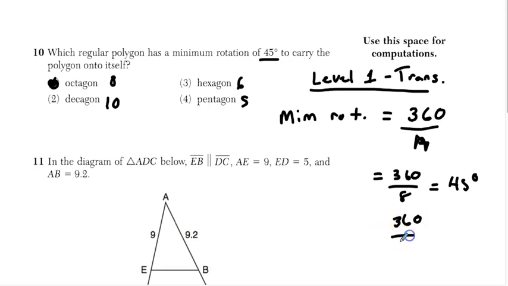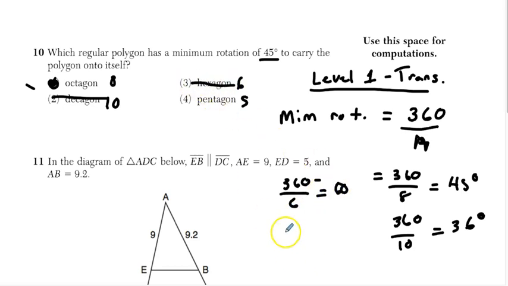That's 360 divided by 10. That equals 36 degrees. That one's out. We could try 360 divided by 6, and that'll give us 60 degrees, so that one's out. And then we could try 360 divided by 5, and we get 72 degrees, so that one is out. Sure enough, the answer is number 1. So an octagon, every time you rotate it 45 degrees, it maps right onto itself. Easy, just 360 over n. That's the only formula you need to know for that one.